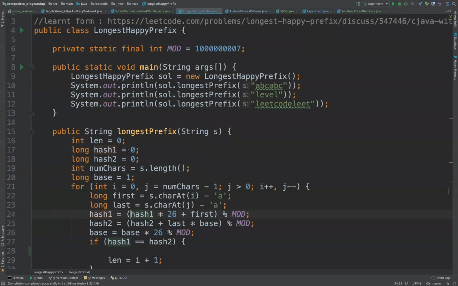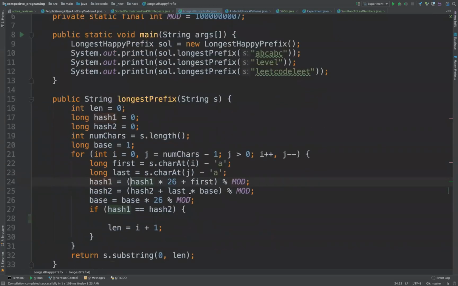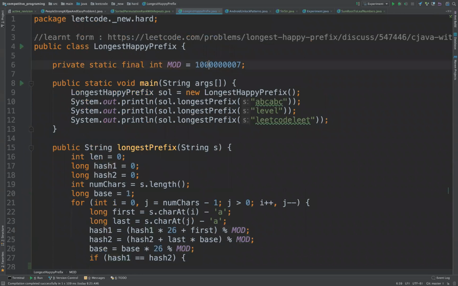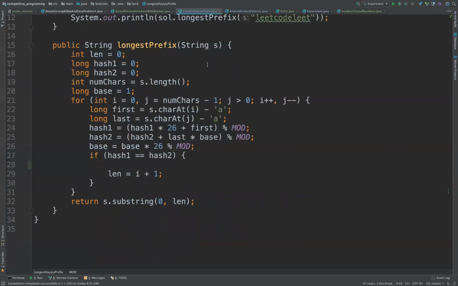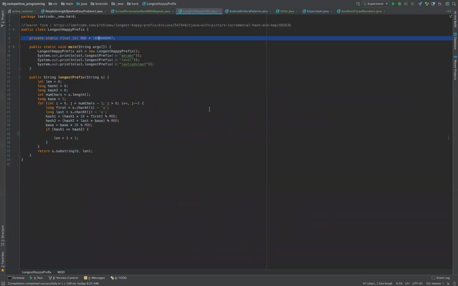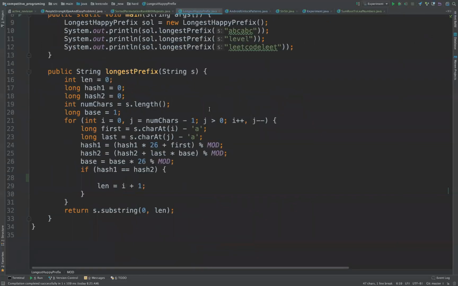What is the mod constant you have used here? Okay, so that is 10 to the power 9 plus 7. So the only way to check for collision is to traverse that part of the string, right? Yeah.